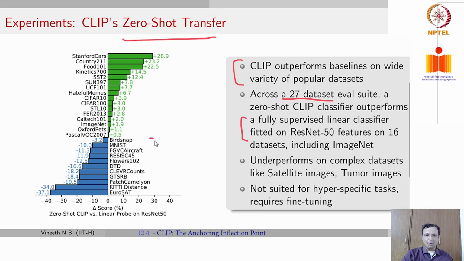It seems to underperform on a few datasets which are generally specialized on specific domains, like it performs the worst on the Eurosat dataset, which is a satellite image dataset. So one takeaway you can observe here is that CLIP is good for generic tasks, but as you go towards more specific domains or hyper-specific tasks, CLIP requires fine-tuning on that dataset.